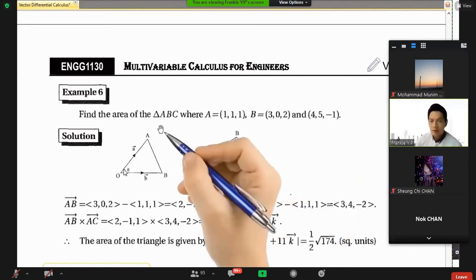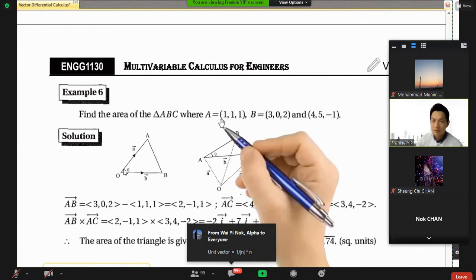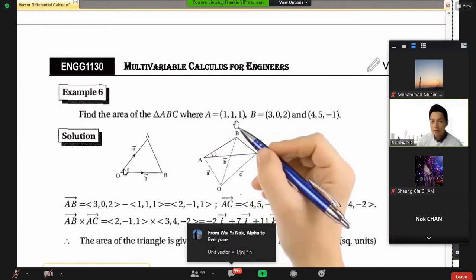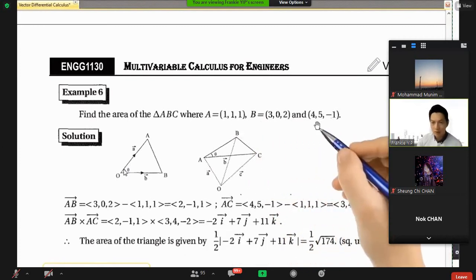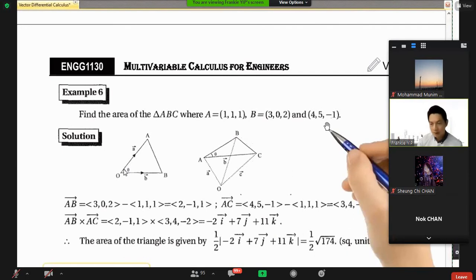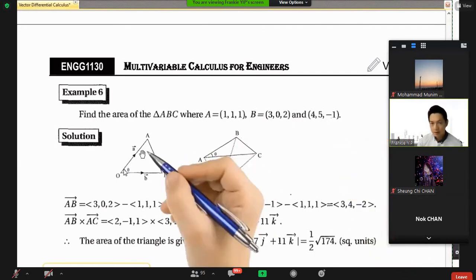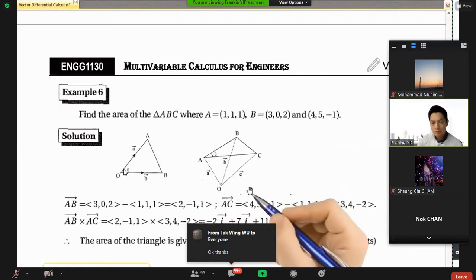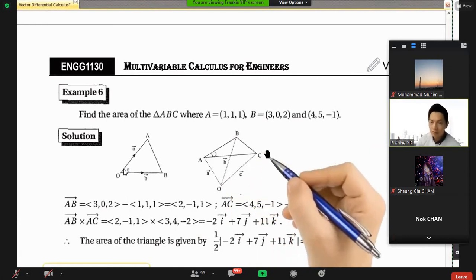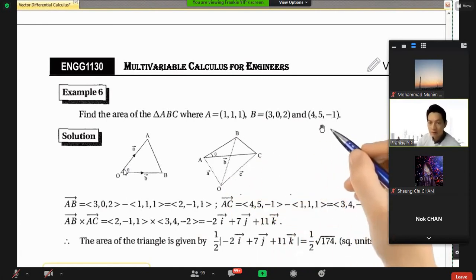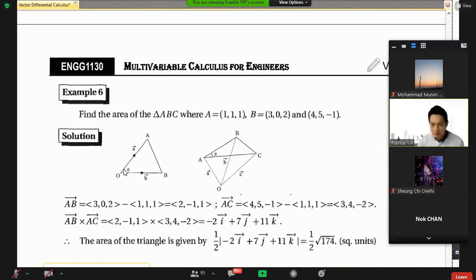You are asked to find the area of triangle ABC, where A has coordinates 1, 1, 1, B has coordinates 3, 0, 2, and the third one has coordinates 4, 5, -1. Okay, so let's see this diagram. I mark 1, 1, 1 over here. I mark 3, 0, 2 over here. And I mark 4, 5, -1 over here. This is the point C. I forgot to add the C equals over here.